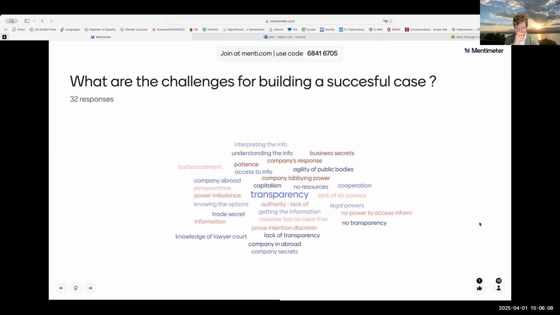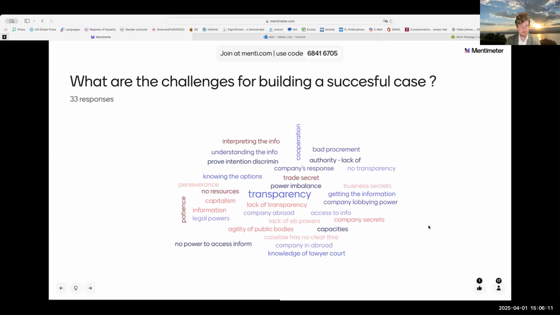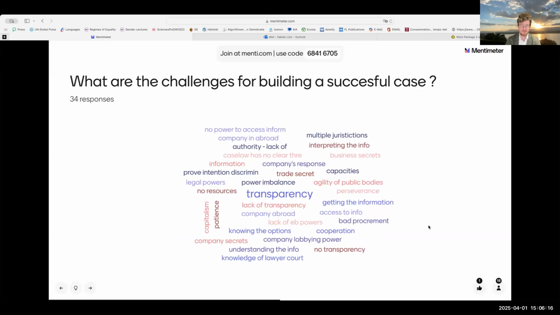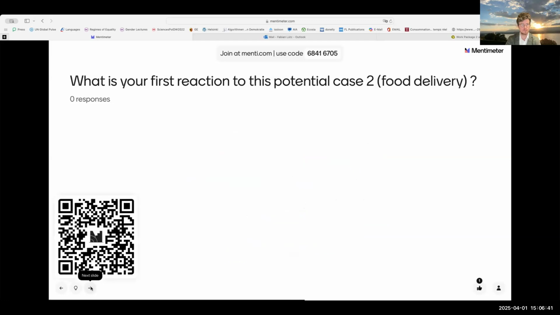So again, we have 32 replies. Very good. No resources, I think, is also challenging. And that is challenging, of course, especially in the civil society world, and equality bodies, public bodies are often, and even courts are understaffed. So if you compare this sometimes to the power and human resources of big companies, that's of course an important point. So I'm very glad to read what you write, because these are many of the challenges that make this challenging. So I'm going to move on so that we don't lose too much time to the next case.